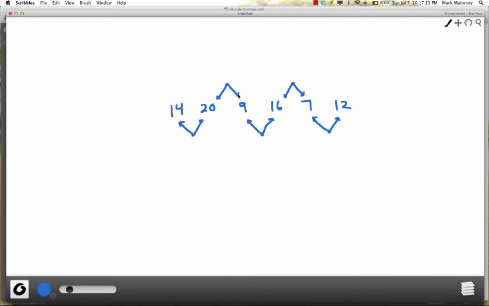However, if the left value is greater than the value on the right, we need to swap the two. So in this next adjacent pair, the left is 20 and the right is 9. 20 happens to be greater than 9, so we're going to swap these two.